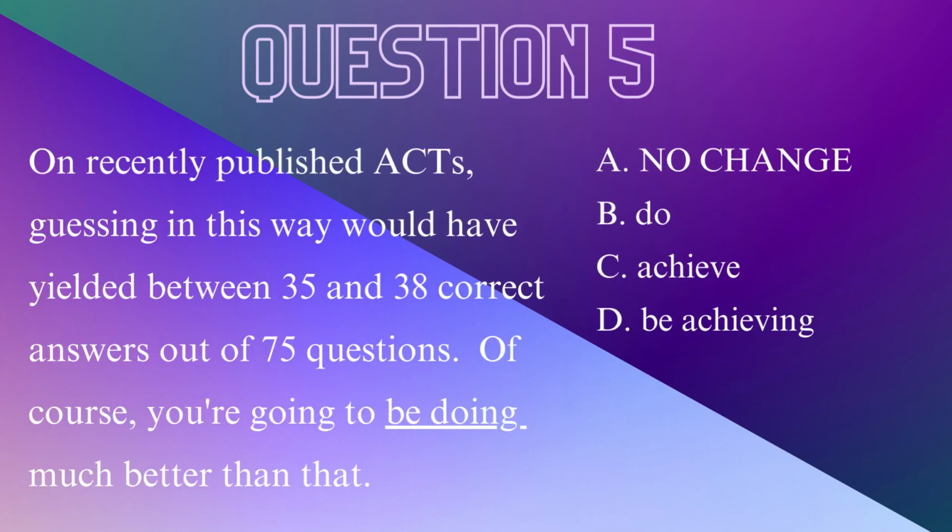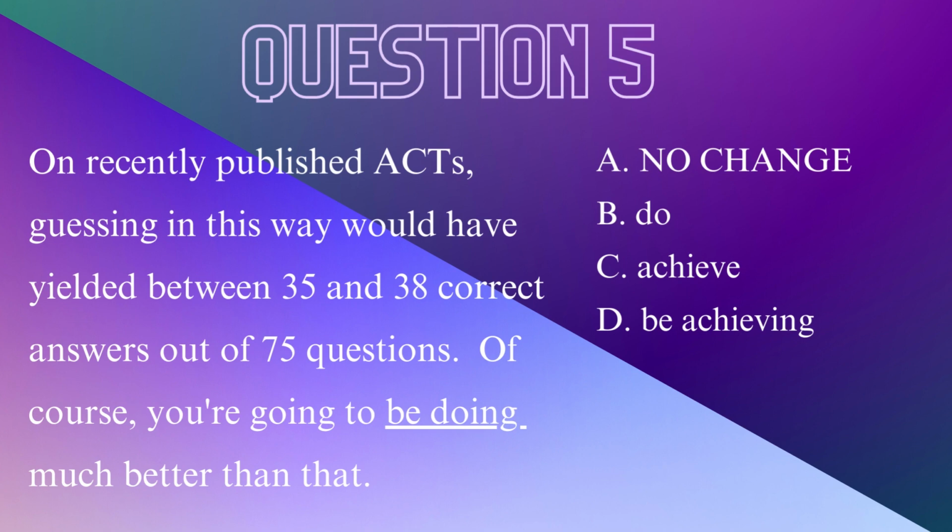Question 5. On recently published ACTs, guessing in this way would have yielded between 35 and 38 correct answers out of 75 questions. Of course, you're going to be doing much better than that. A, no change. B, do, C, achieve, or D, be achieving?